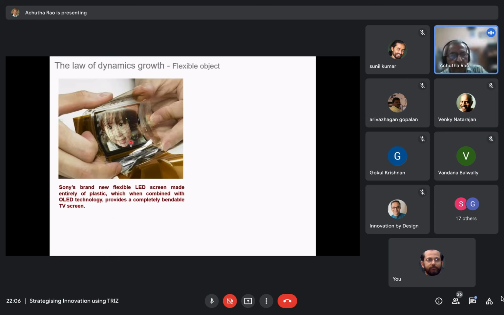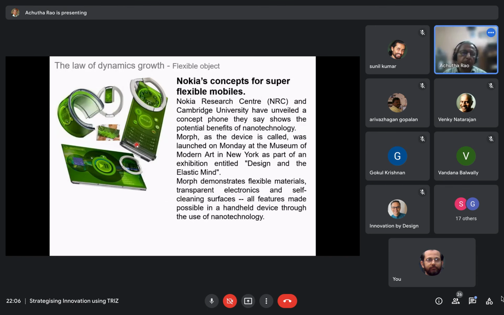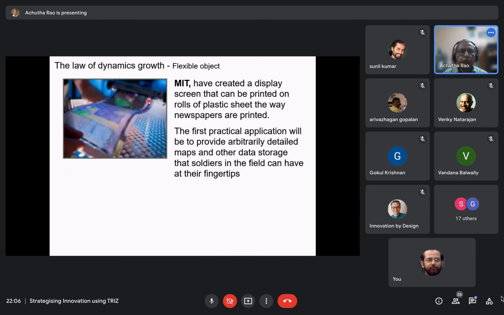So actually, can we have a flexible screen itself? Which is actually dynamic, right? One of the trends says that you should have flexible screens. This is Nokia's experiment on flexible screen, that wearable mobile. So, this is a very interesting flexible screen. Like Samsung, all of them are coming with a foldable phone, right? Which means the screen is flexible. So, MIT have created a display screen that can be printed on rolls of plastic sheet, the way newspapers are printed. The first practical application will be to provide arbitrarily detailed maps and other data storage that soldiers in the field can have. So, this is a requirement of the field.